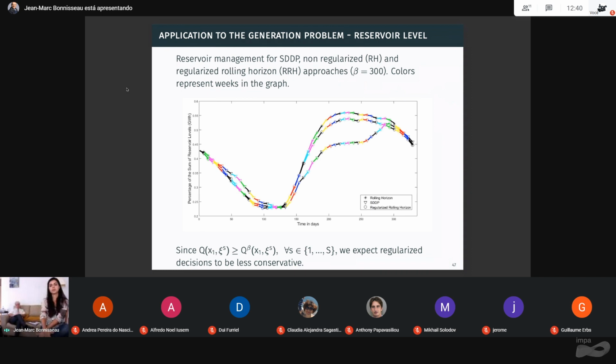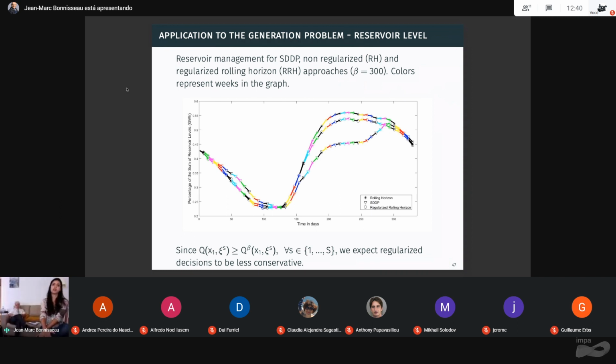We also note that in the first weeks of the year, SDGP has a more conservative behavior since the levels of the reservoir are higher. So it's not using this water to generate electricity. This is expected since SDGP visits more nodes in the tree and has a better perception of the risk.